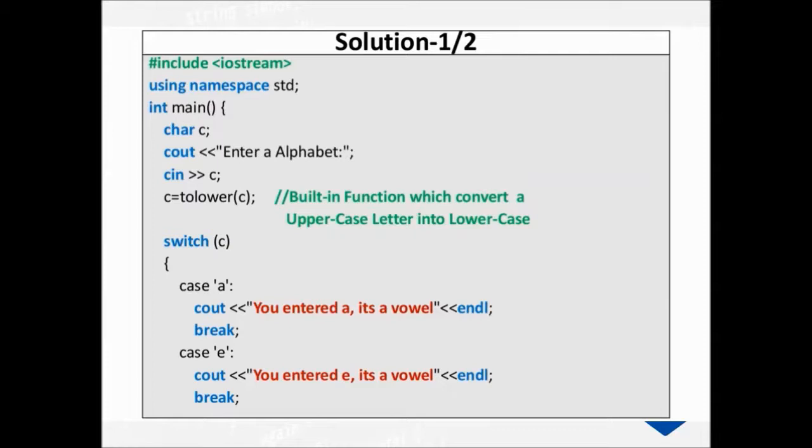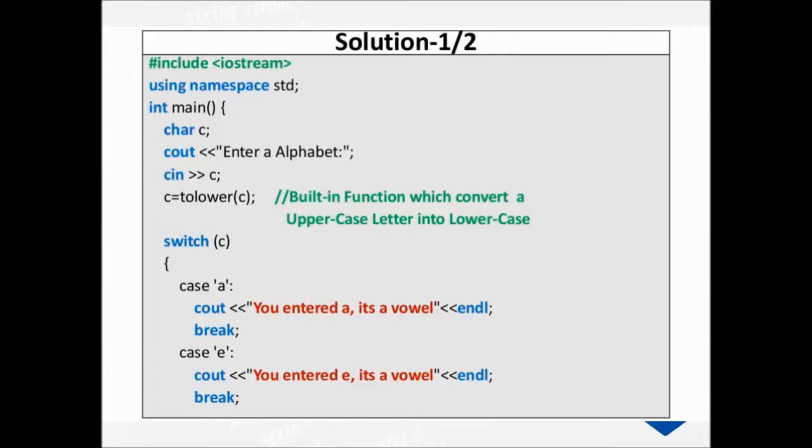Then we convert the uppercase letters into lowercase letters. So after that we place a switch statement and into the switch statement expression we pass our variable which is c. So first of all we check whether we entered a vowel character or a consonant character. We know that A, E, I, O, U, these five alphabets are vowel characters and the rest of the alphabets are considered to be consonant characters.